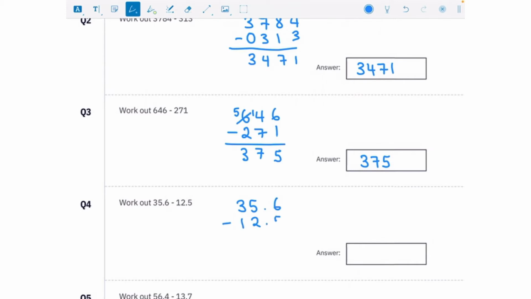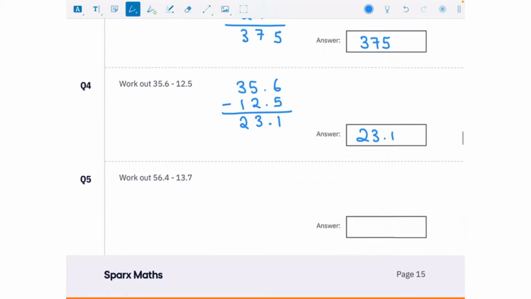For question number 4, work out 35.6 minus 12.5. And notice again, I'm lining up those decimal points, lining up the columns. 6 take away 5 is 1, 5 take away 2 is 3, and 3 take away 1 is 2. So 23.1.